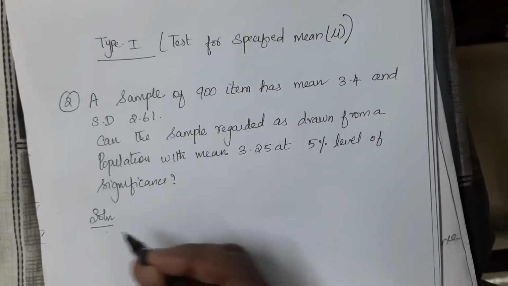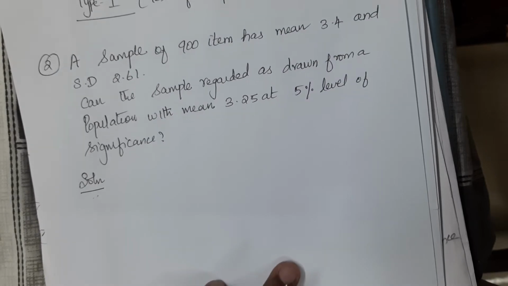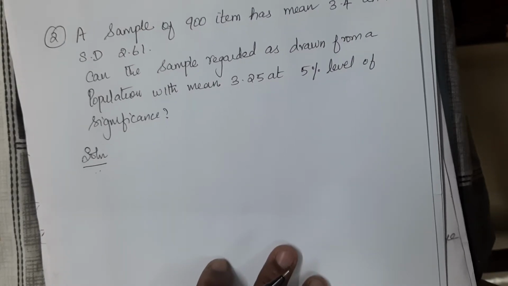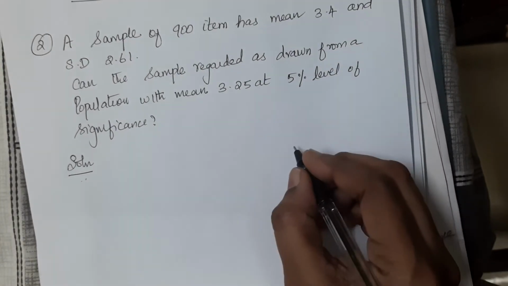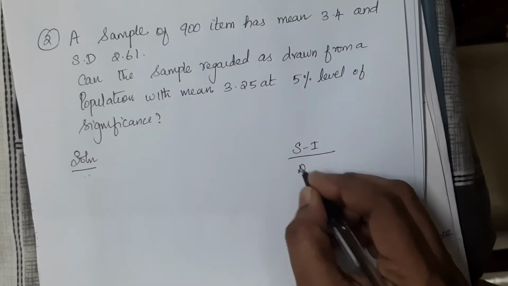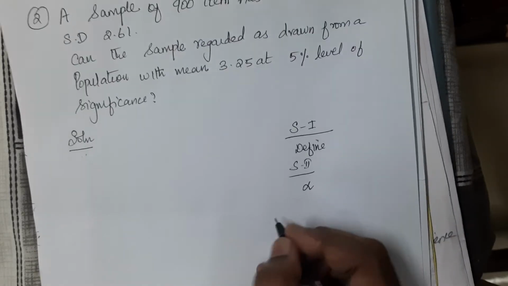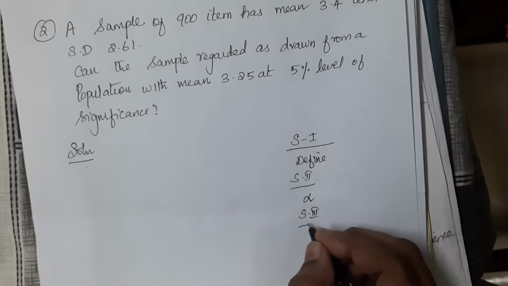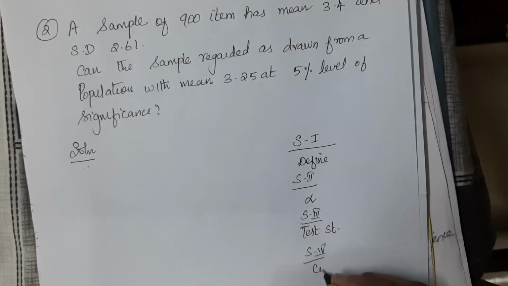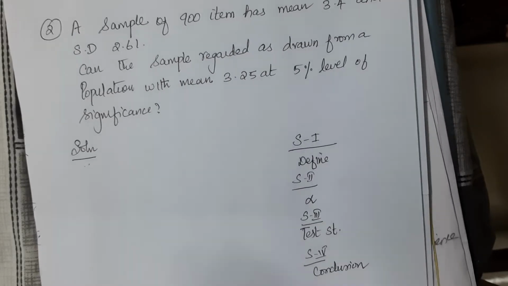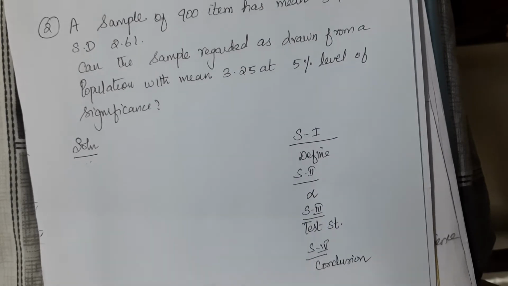So solution. Let us recall, whenever we test samples, we have to follow 4 steps. Step 1, define the hypothesis. Step 2, choosing the level of significance. Step 3, the test statistic. And step 4, conclusion. These are the 4 basic steps we have to follow for testing the samples.